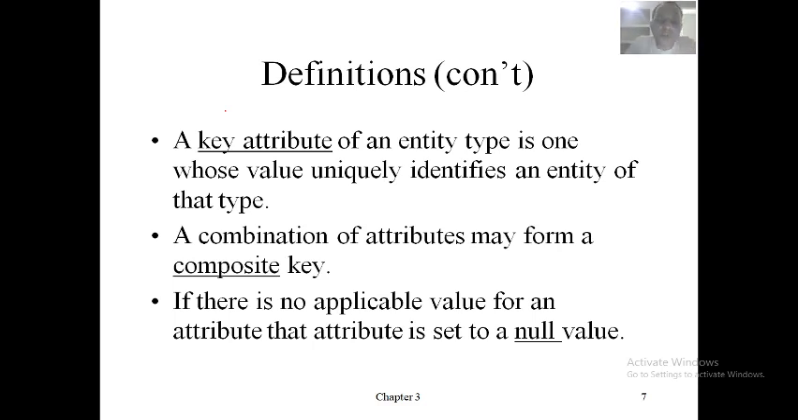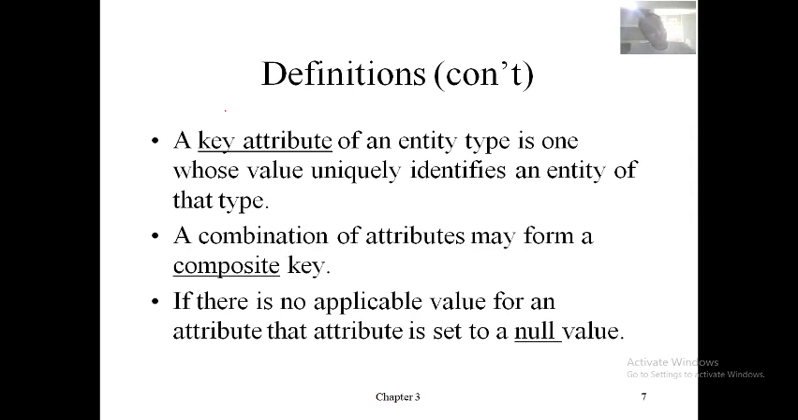Composite key: if you take only one, it will not form a primary key. So if you want to form a primary key in that borrow table, you must have two key attributes. One is USN number and another one is Book ID. Both together form a composite key.